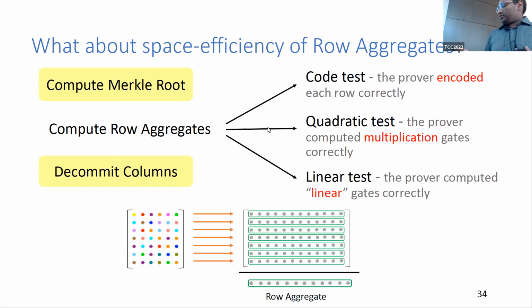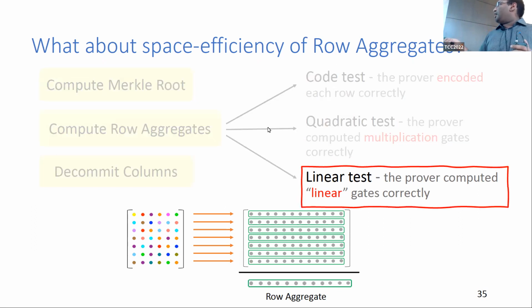So now what about the row aggregate? What about the space efficiency of this? So now basically the row aggregate is generated by first generating the proof oracle, and then you apply a function on each of the rows and you aggregate them together. And based on our different tests, we have a different row aggregate for each of them. And now again, the tests are based on, first you want to verify whether the encoding was done correctly, and then you want to check whether the multiplication and linear gates were done correctly.